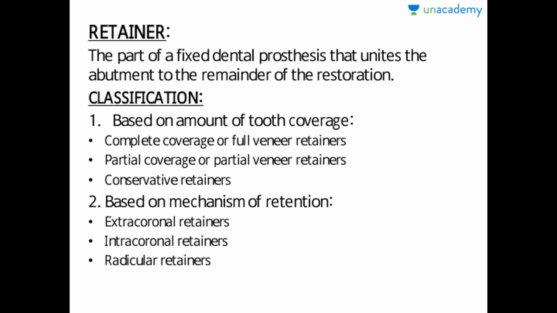Now, based on mechanism of retention, there can be extracoronal retainers which provide retention from the external surface of the abutment teeth. Then come the intracoronal retainers which obtain retention from within the coronal surface of the teeth, like inlays or onlays. Then come the radicular retainers which obtain retention within the root of the abutment teeth.